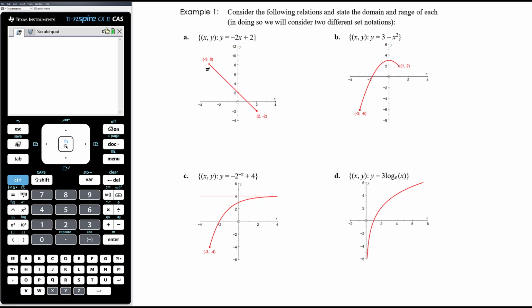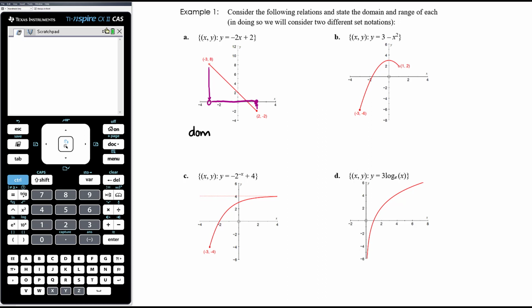So we can see we've got a hollow circle here at -3, 8 and a closed circle here at 2, -2. So in terms of domain, domain is the set of x values. Okay, so our smallest x value is -3, but that's not included on the function. And our largest x value is +2, but that is included. So our domain is all of the x values that go from -3, not including -3, up to 2, including 2.